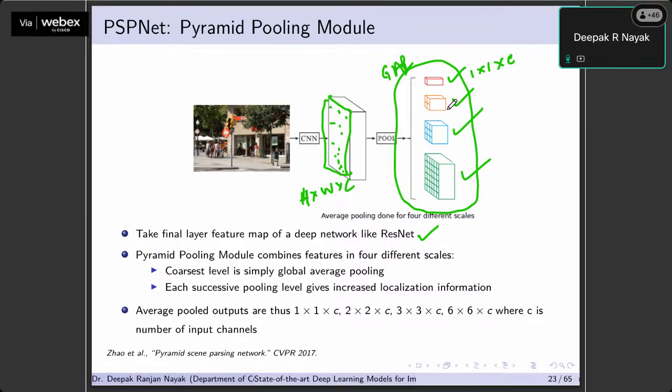And again you are applying other types of pooling operations over here, different types of pooling operations, to get 2 cross 2 cross C, 3 cross 3 cross C, and then 6 cross 6 cross C. It may be H cross W cross C, doesn't matter, but the outputs you are getting are of different shapes after applying pyramid pooling. That means you are trying to extract features, or capture information, at different scales.